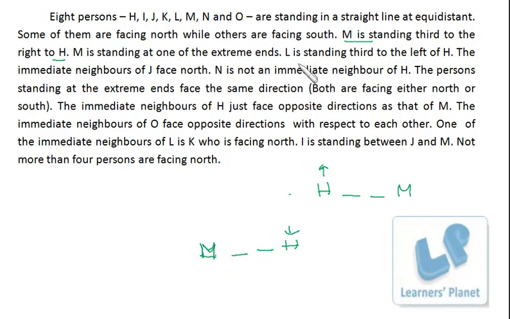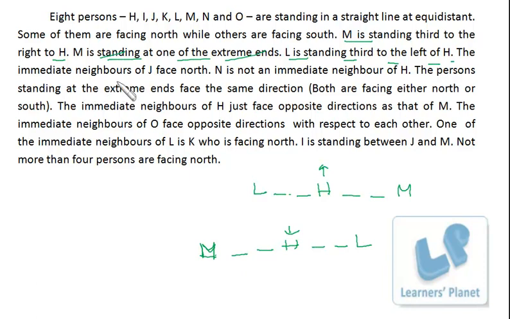Now M is standing at one of the extreme ends, so either this is the last point or this is the last point. The remaining persons we have to arrange before M in this case, and after M in the other. L is standing third to the left of H. If H is over here facing north, then L must be to the left of H: 1, 2, and here it is L. Similarly here, 1, 2 and L.